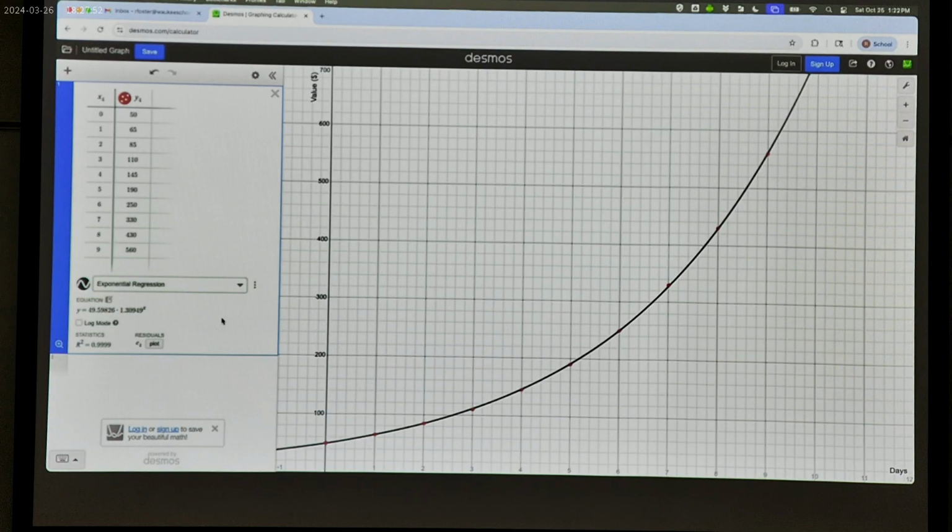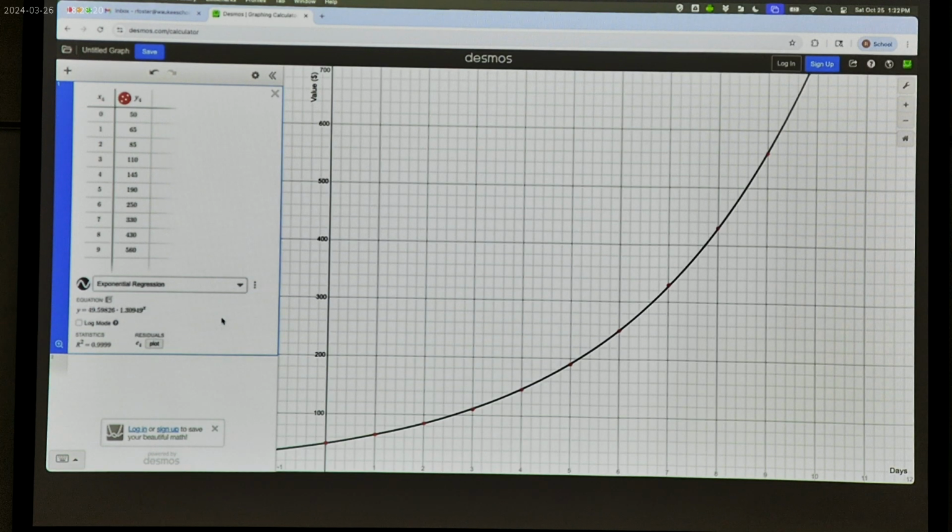So what is the exponential equation modeling the population? It's 49.59 times 1.31 to the x. So I mean we basically have a 31% growth rate in reference. So 31% growth rate per day. That is pretty good. I mean that is a lot. Let's see, what is the coefficient of determination? Like I said, the R squared is 0.9999, so it's pretty accurate.